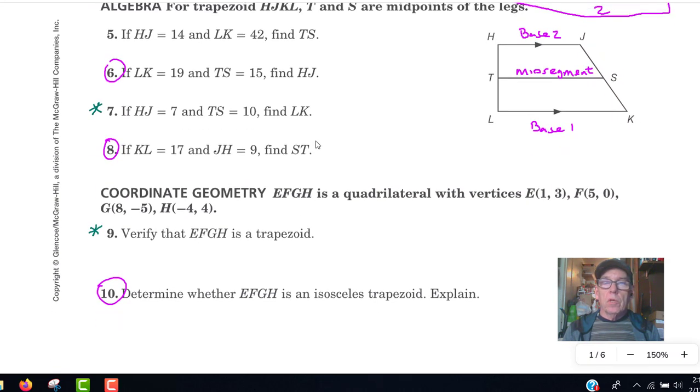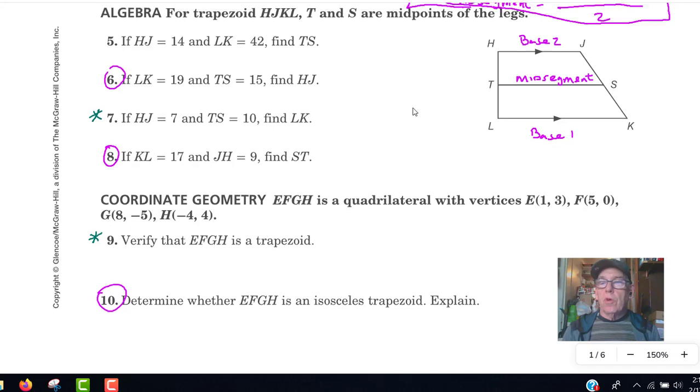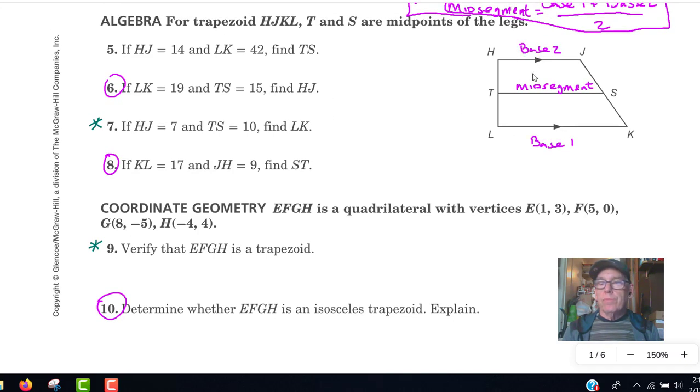Okay, so get number 6. In a trapezoid, some of the notation we use, or the vocabulary we use, is the 2 parallel sides we call bases, base 1 and base 2. And then the average of the bases, you add them together, divide by 2, you get the mid-segment, or the mid-segment times 2 is going to be the sum of the bases. So that's what these problems are about.